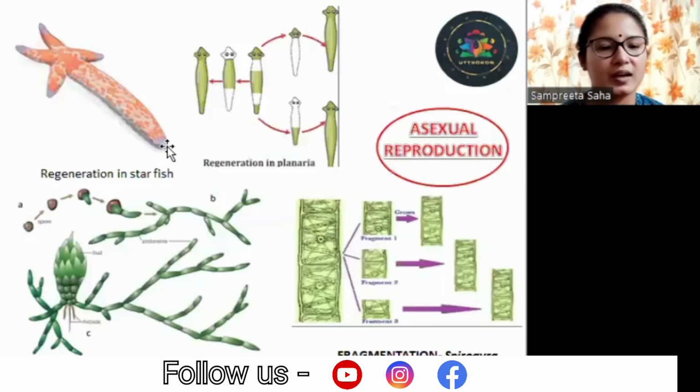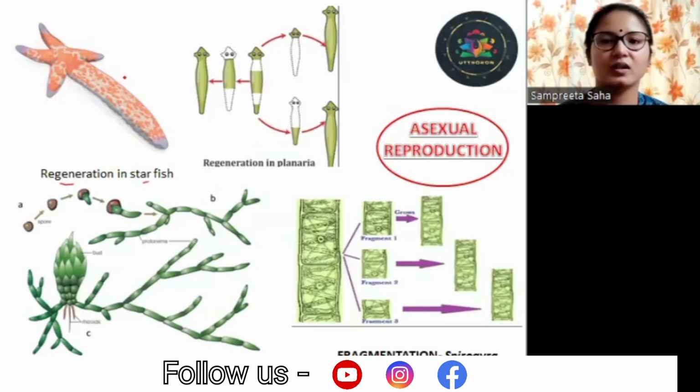Next type we have is regeneration. So this is the third type of asexual reproduction, that is regeneration. What happens in case of regeneration? No gamete formation is taking place. First example that we have is starfish. What happens? One arm of starfish can generate a full individual, a full organism. Clear? So that is called regeneration.